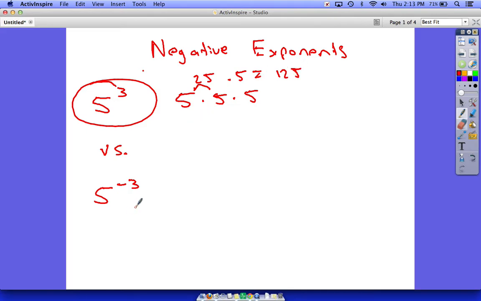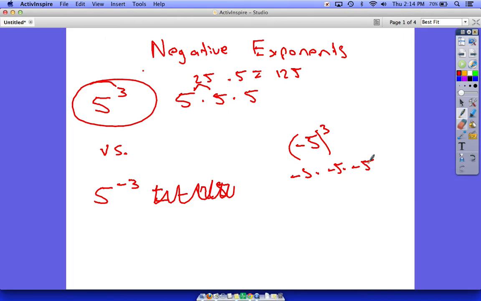Now, with this negative exponent, a lot of people want to just make this negative 125. And that's not correct. Negative 125, if we had negative 5 to the third power, that'd be negative 5 times negative 5 times negative 5. That'd be 25 times negative 5, which would actually be negative 125.